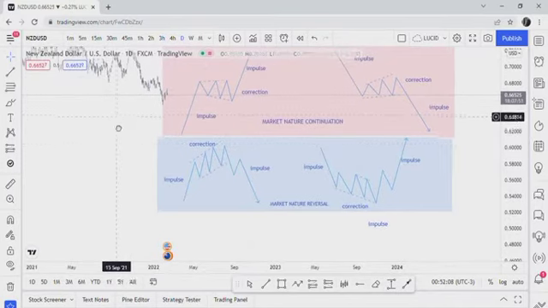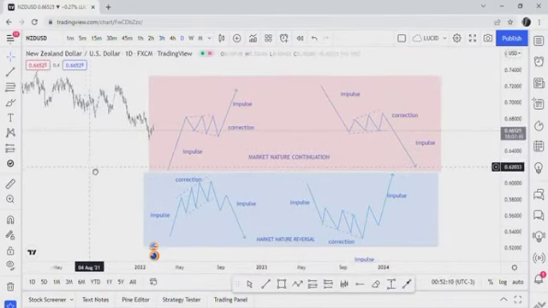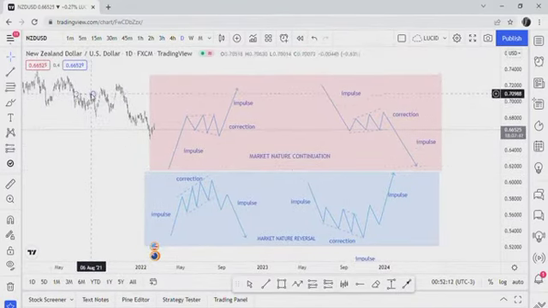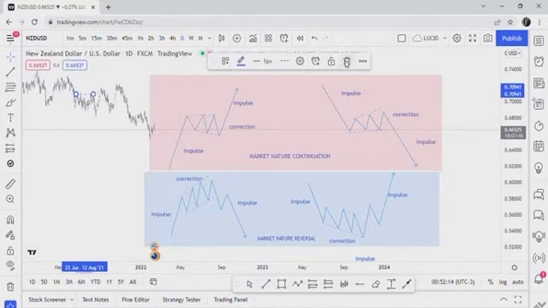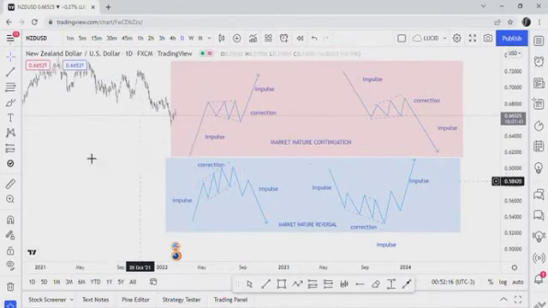So without wasting too much of your time, let's dive into the chart and show some live examples of the market nature.